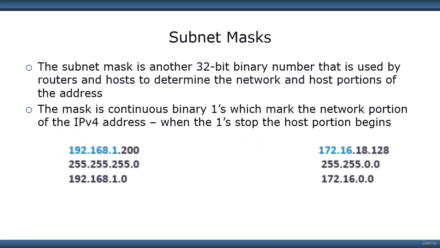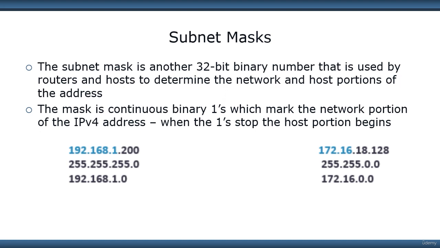So the configuration that you need on a TCP/IP network is an IP address, but along with an IP address also comes a subnet mask. And the subnet mask is another 32-bit number, and it's used by routers as well as hosts to determine the network and host portions of the address, to differentiate between the two. So how does this work? Well, the subnet mask is 32-bit binary as well, but it has slightly different rules than the IP address. In the subnet mask, you have continuous binary 1s followed by continuous binary 0s. You can't mix and match.